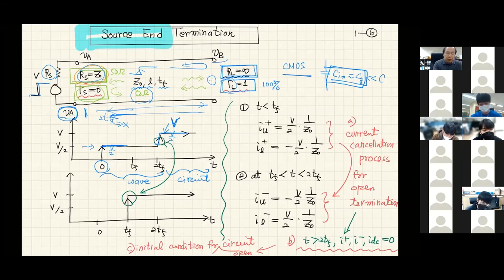Let's take a look at the voltage waveform at VB. Initially, the half voltage wave will come to the receiver. Because the reflection coefficient is 1, suddenly we have another half voltage, and instantly we have the full voltage level here. From that point, it is a steady state circuit. The meaning of this is that the full voltage level will occur at the receiver first, and then the full voltage at the transmitter at 2TF.